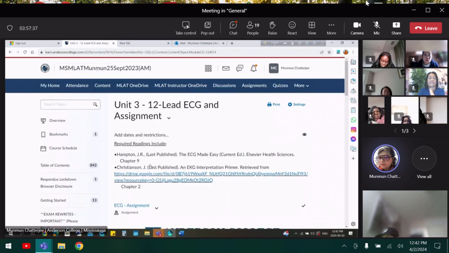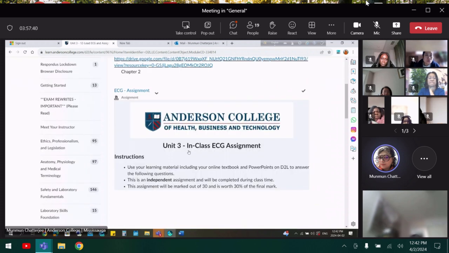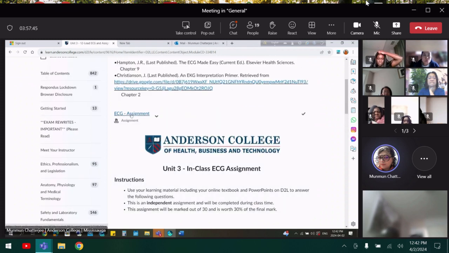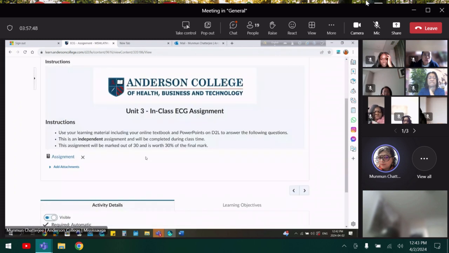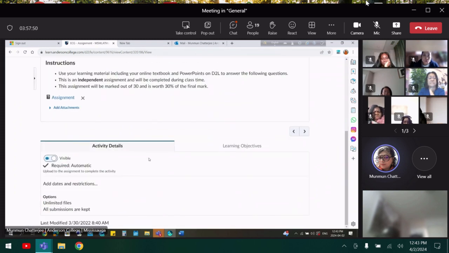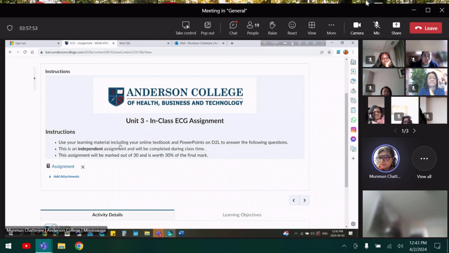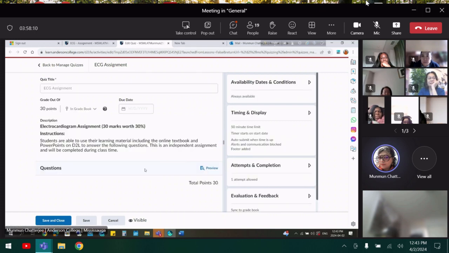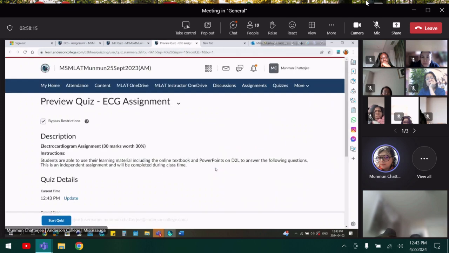Okay, so next unit 3 is tomorrow. It says the ECG assignment. So it has nothing to do with me in this case. Let me see the instructions. Okay, use your learning material including the online test from D12 to answer the following questions. This is an independent assignment that will be completed during class time. It will be marked out of 30 and is worth 30% of the grade. Electrical machine, 30 minutes. So you guys have the questions here.